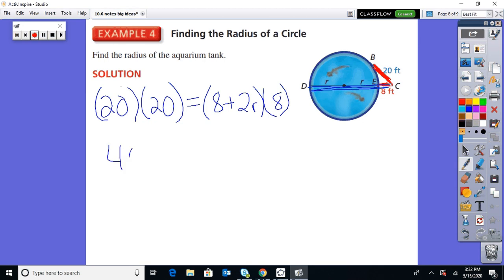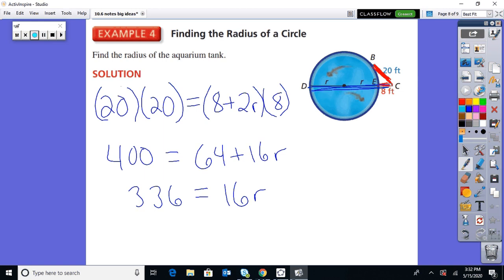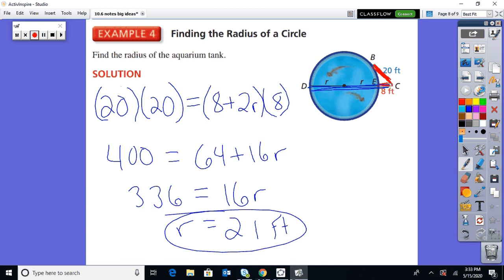So 20 squared is 400, distribute: 64 plus 16r. All right, so that's pretty good. Now when I subtract 64 on both sides, I've got 336 equals 16r. So divide that by 16. And the radius of this tank would be 21, and it's in feet. So your radius is 21. All right, try that last one, pause it. We'll wrap things up here. See you guys in a second.